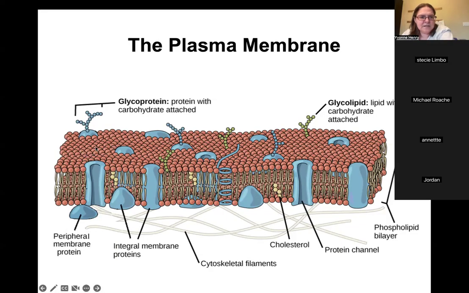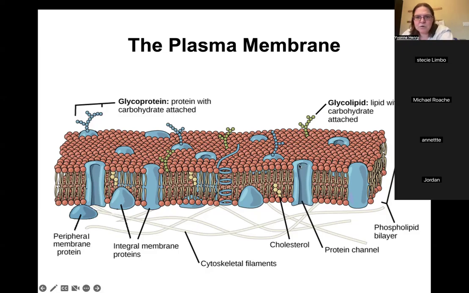So notice how they're very tightly packed together here. Things can't just wiggle their way through the phospholipid membrane. It's very tightly controlled. You need to be able to get through in a certain way, and that's what some of these blue things are in the picture here. These are protein channels. So they're very specific to certain things. They're like, I will let you go through, but I won't let you go through.